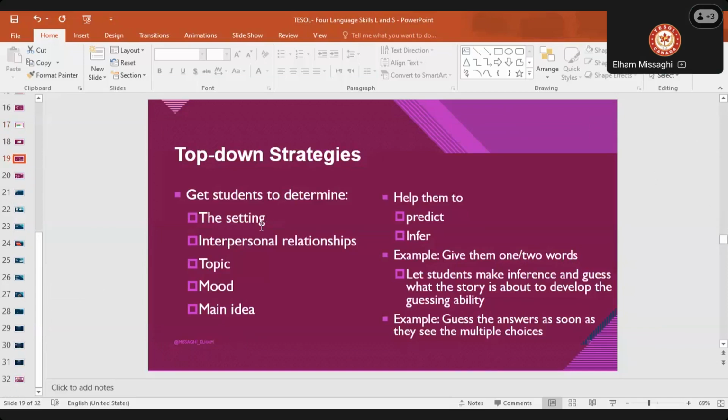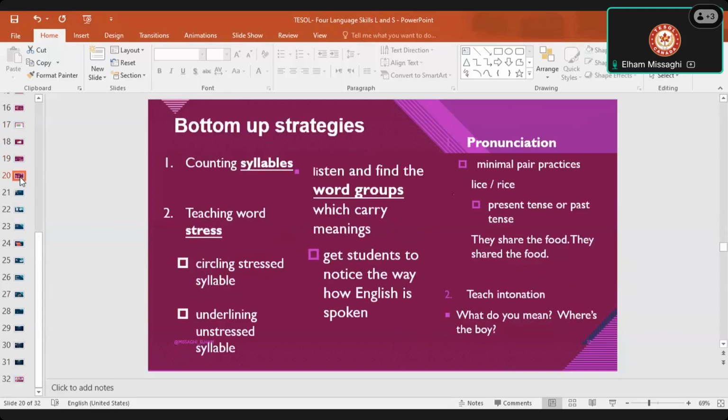So as we said, for top-down strategies, you put the students in the context, pre-teach the keywords, talk about the topic, even ask them about the mood and the main idea. Sometimes, based on the audio, you pause and ask them to predict. And we put them in pairs or groups to practice, and then you get the feedback and prepare homework to practice at home. That was for top-down.